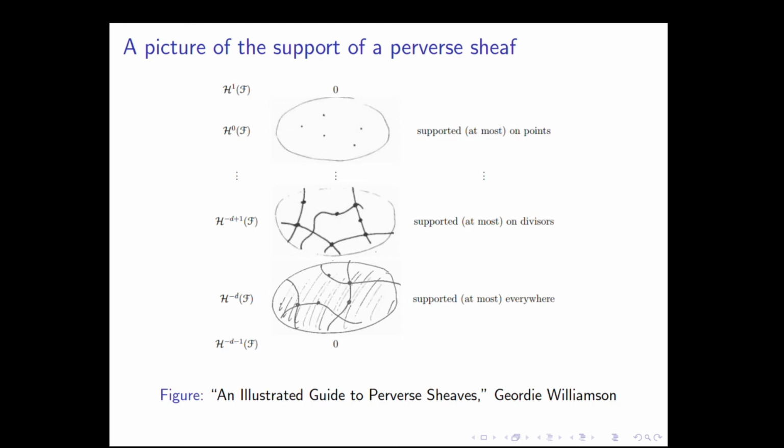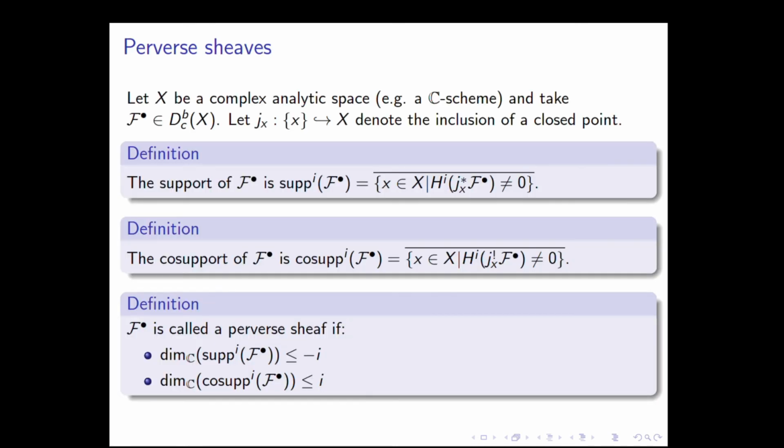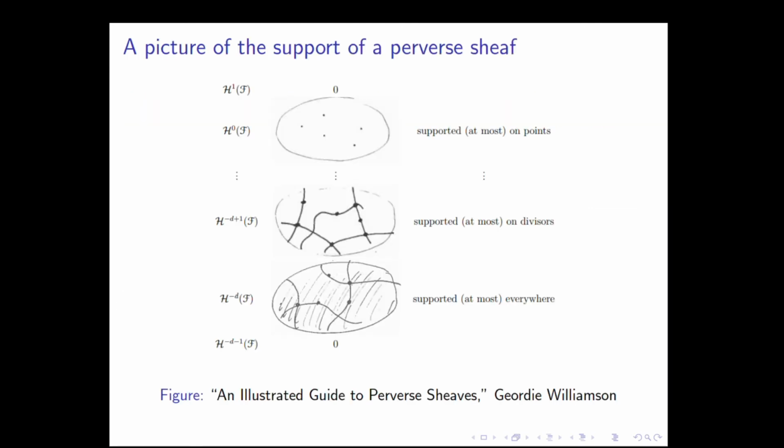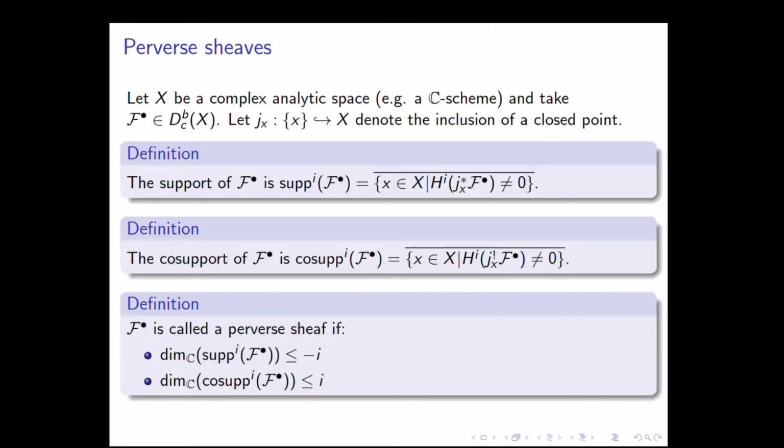So this can be deduced from the definition I gave. Well, I'm really looking mainly at the first part of the definition, the support condition. The support condition tells you everything except the vanishing in degrees less than -d, but in fact, that can be deduced from the co-support condition.